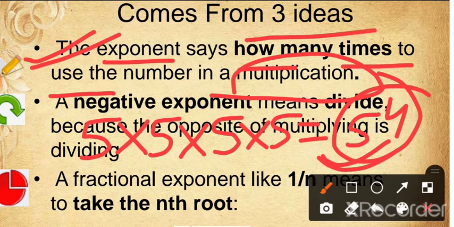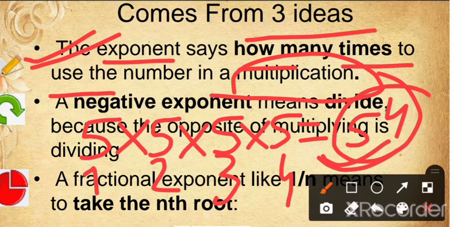It means the exponent says how many times to use the number in a multiplication. मल्टीप्लिकेशन में आप कितने टाइम्स नंबर को मल्टीप्लाई कर रहे हैं. सो यहाँ पर हमने 4 टाइम्स किया, 1 2 3 4. सो राइट नाउ 5 पावर 4. अगर आप 5 टाइम मल्टीप्लाई करते हैं तो 5 पावर 5. अगर आप 6 टाइम मल्टीप्लाई करते हैं तो 5 पावर 6. ओके, इट्स द फर्स्ट आइडिया.